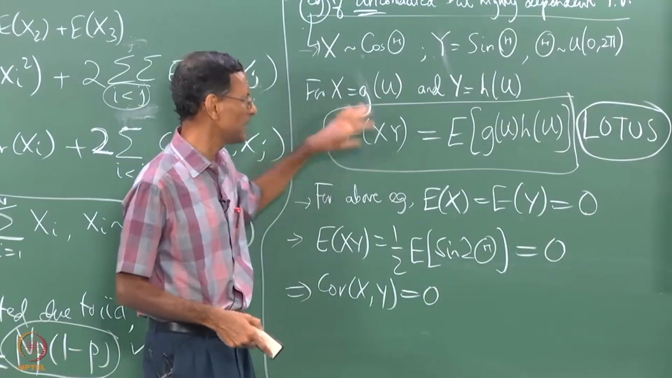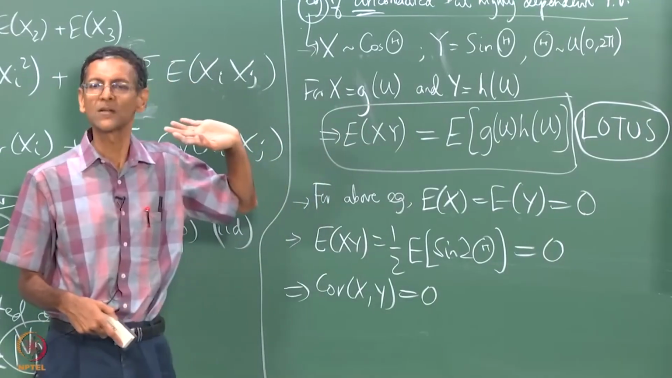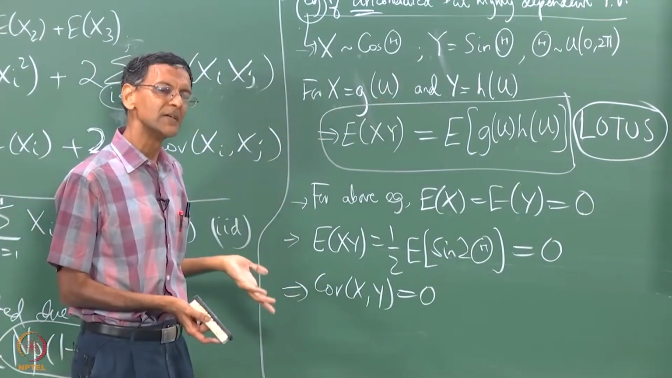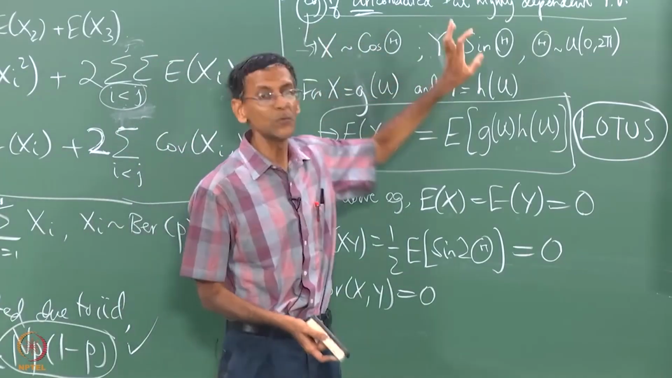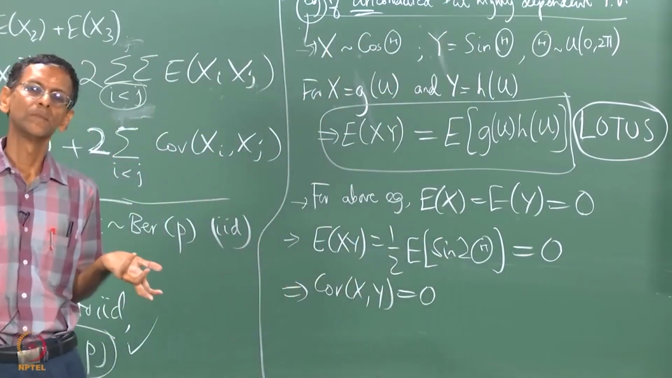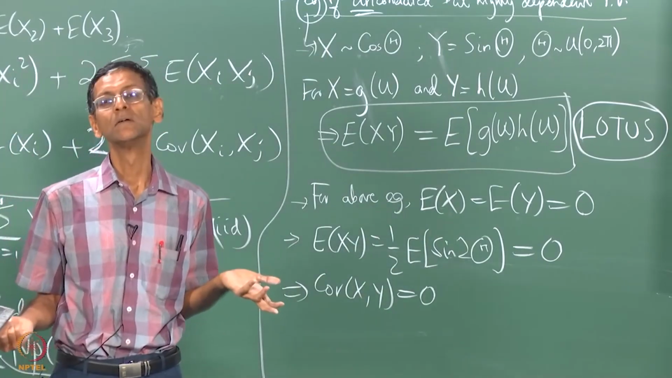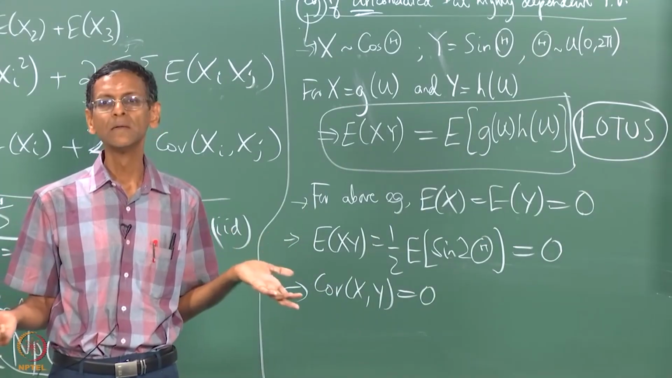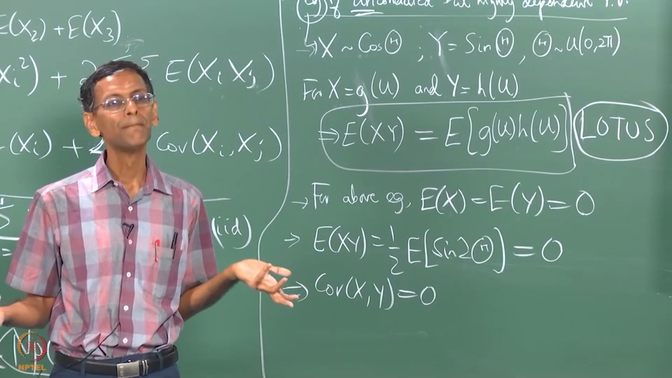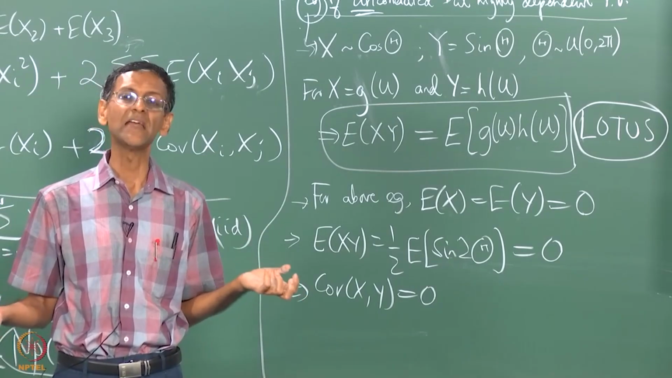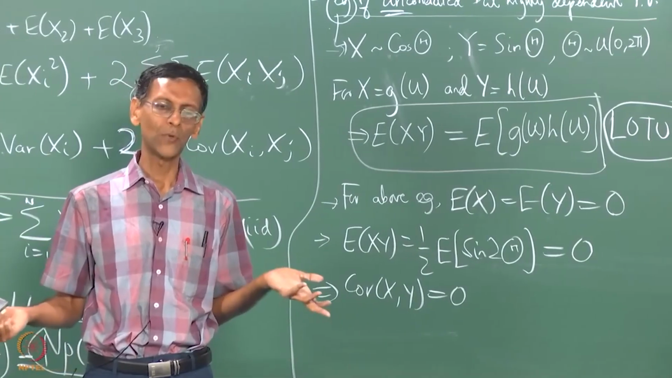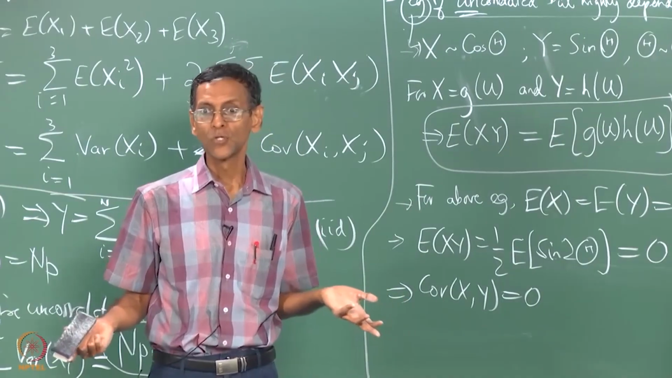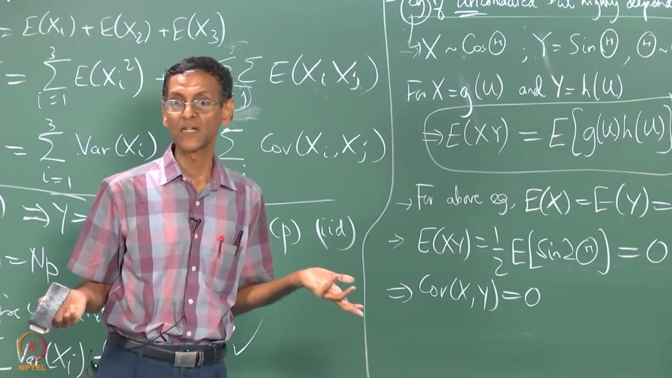Likewise, you can cook up many examples of x and y which are uncorrelated but heavily dependent. For example, you can take x to be x itself, y to be x squared, in which case E of xy is what? If x is x and y is x squared, E of xy is E of x cubed. Any symmetrical PDF on x, for example uniform on minus 1 to 1, will make E of x 0, and it will also make E of x cubed 0. So E of x squared may not be 0, but it does not matter.